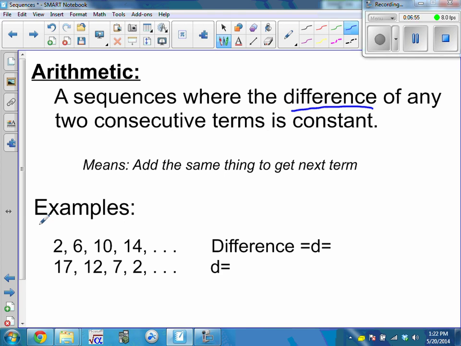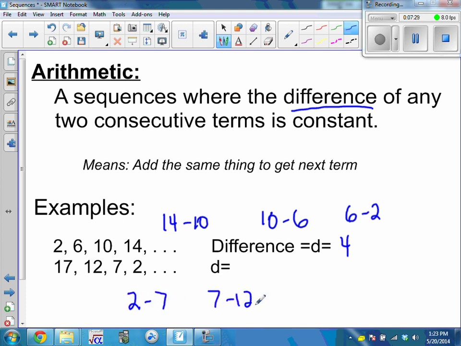So how that works is this. If I have this sequence, 2, 6, 10, 14, if I take 14 minus 10, I get a difference of 4. If I take 10 minus 6, I get a difference of 4. If I take 6 minus 2, I get a difference of 4. So it's important that you think about it in that way. For example, let's look at the next one. I have 2 minus 7, 7 minus 12, 12 minus 17. So here my difference is negative 5.